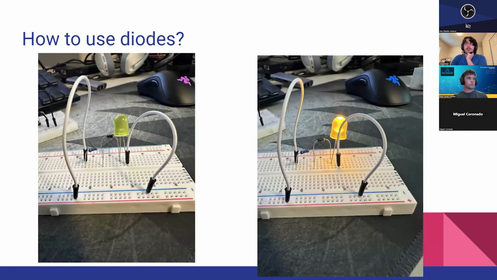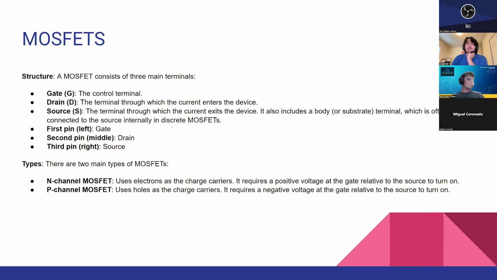All right, so we can use a diode in a circuit. You can see if the black side is toward the positive, it's going to conduct current. And if it's the other way, it's not going to do it. So yeah.